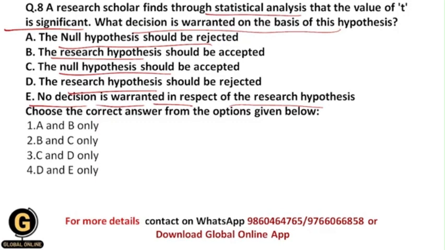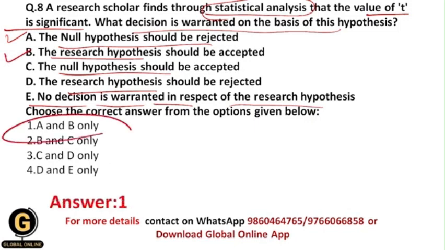Okay, and over here after doing the statistical analysis, the researcher has got a significant t value. So it means that whenever we get a significant t value, we need to accept the research hypothesis. In this situation we need to reject the null hypothesis, and that's why two decisions are warranted on the basis of this hypothesis: the null hypothesis should be rejected and the research hypothesis should be accepted. So your correct answer should be 1, that is A and B only.